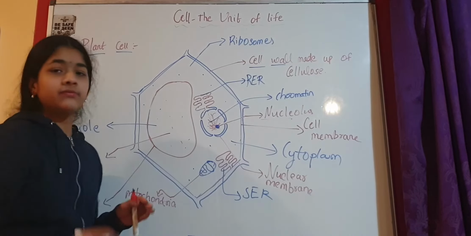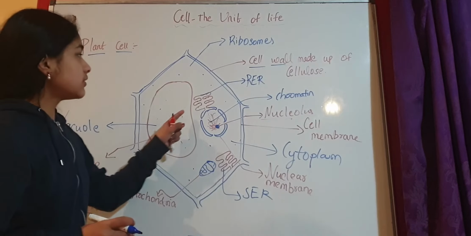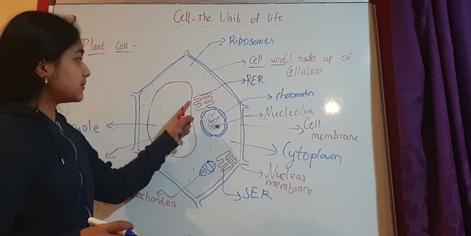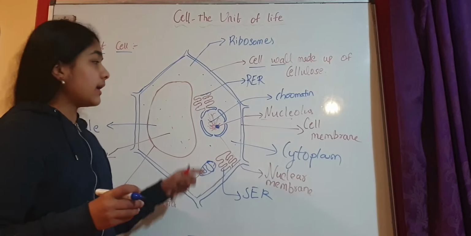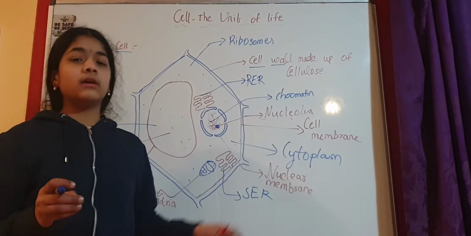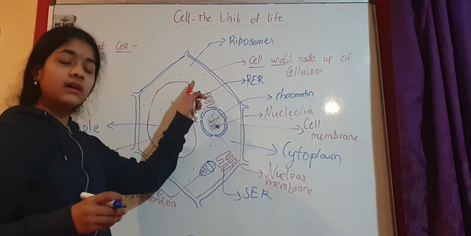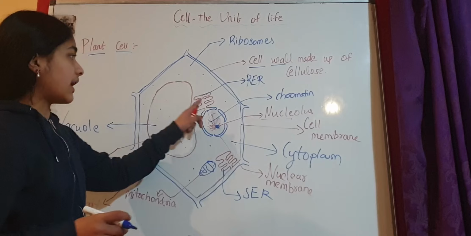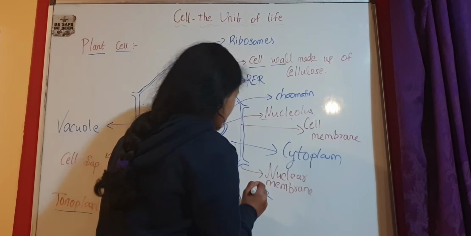Why? Because they are just free in the cytoplasm. They are just scattered in the cytoplasm. So the ribosomes which are on the membrane of the RER are called membrane-bound ribosomes, and the ribosomes which are free are called free ribosomes. So RER, SER. What is the function of this endoplasmic reticulum?